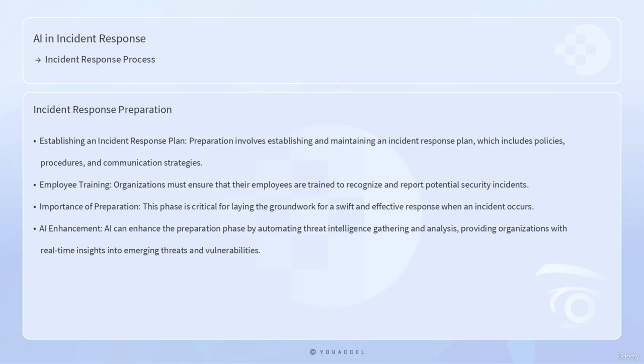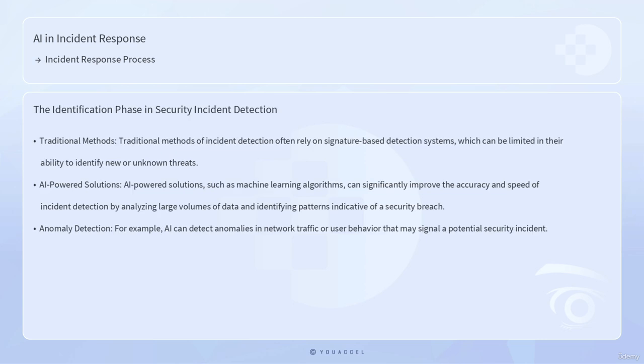threats and vulnerabilities. The identification phase involves detecting and confirming the occurrence of a security incident. Traditional methods of incident detection often rely on signature-based detection systems, which can be limited in their ability to identify new or unknown threats. AI-powered solutions, such as machine learning algorithms, can significantly improve the accuracy and speed of incident detection by analyzing large volumes of data and identifying patterns indicative of a security breach. For example, AI can detect anomalies in network traffic or user behavior that may signal a potential security incident.